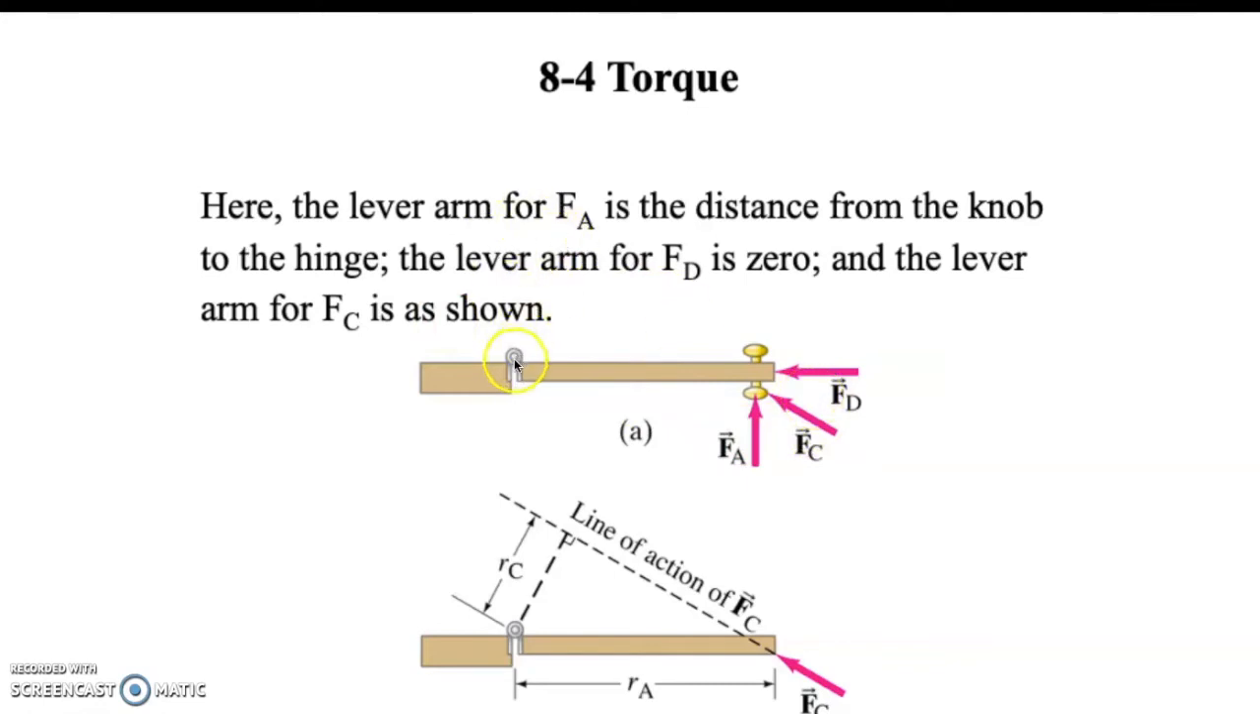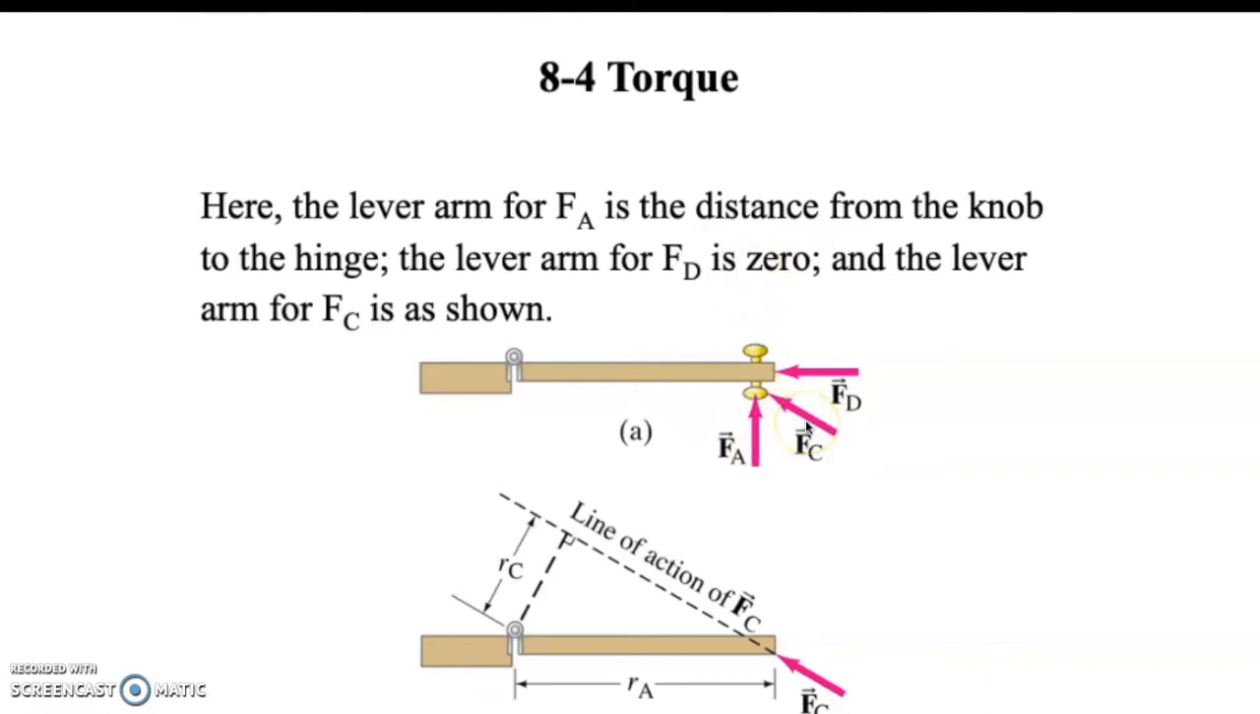So lever arm is this distance, right? And it's the same. It's RA in this case. The lever arm for force D is 0 because it's going to be going in the opposite direction. So if I'm applying a force this way, obviously the door is not going to move. The lever arm for A is going up, so my force is going this way, so my axis of rotation is going to rotate like it should.